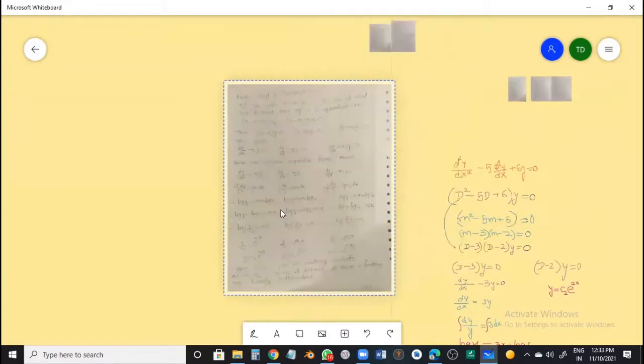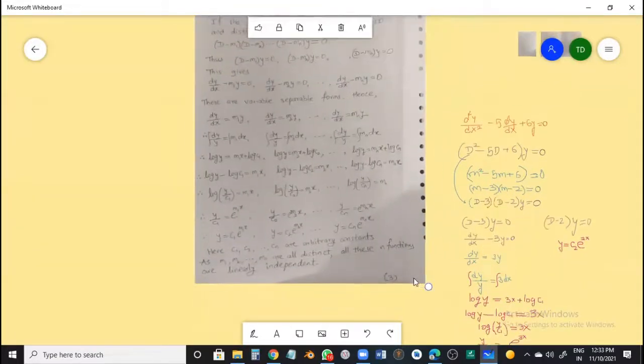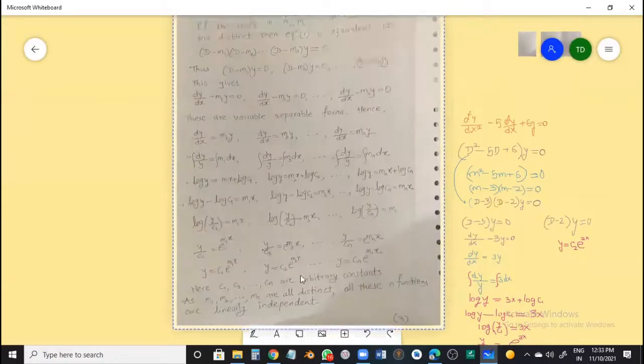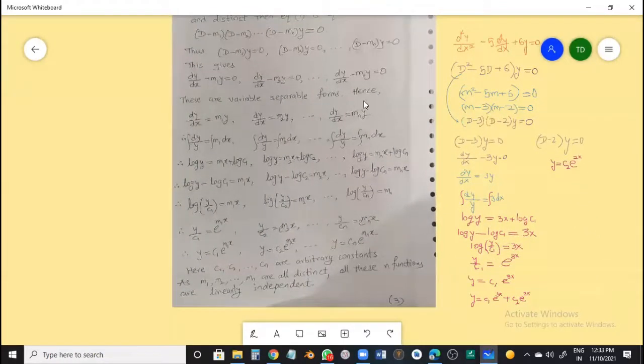Now let us go to the next sheet. So we are now discussing the types of roots. If the roots are real and distinct, we can factorize this way. Just now I showed you. We get n different equations as here. We write them, and the same procedure I have explained over here. So we get variable separable forms. We express them in logarithmic form and then take the antilog, and combining all, we got our answer.